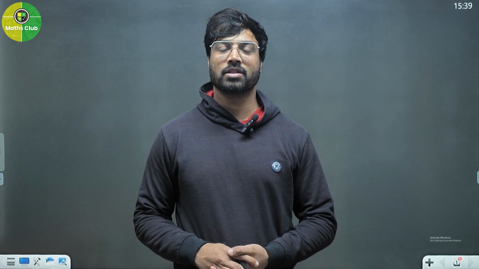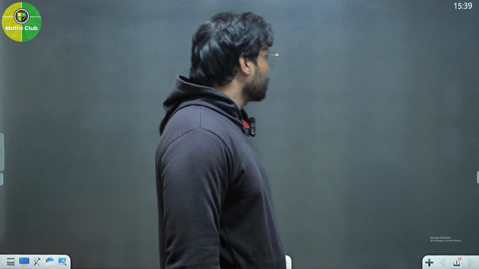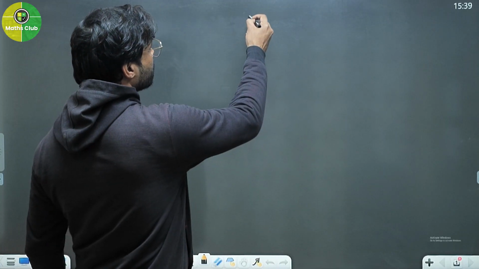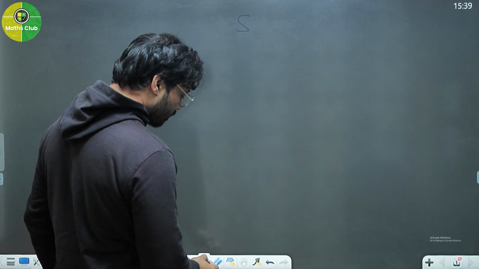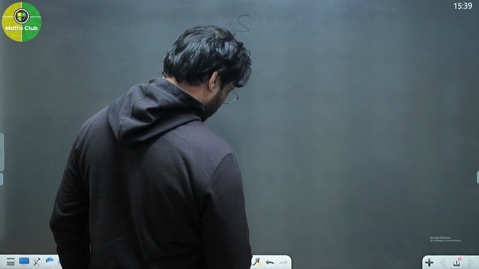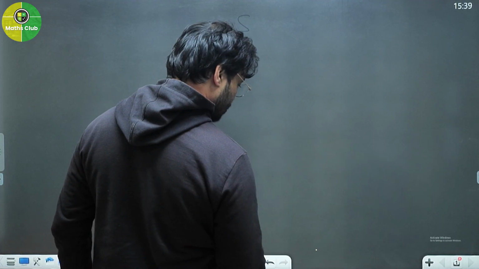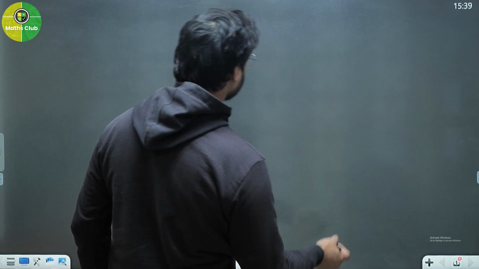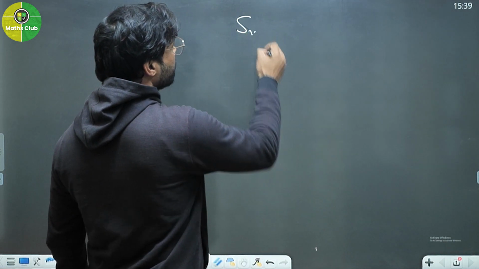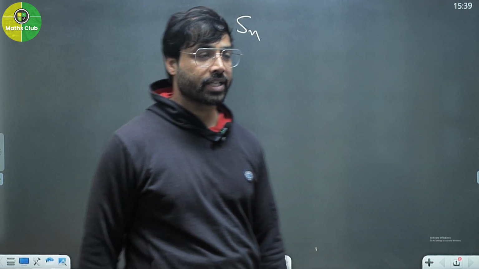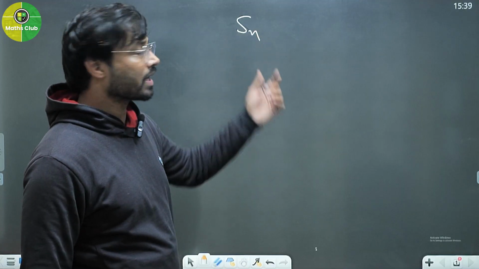Welcome to Plutus IS. So today we will see how to find the order of a permutation. Suppose this is a permutation group Sn. How to find the order of an element in a permutation group? You know that Sn is a permutation group of degree n, and the order of this group is n factorial.